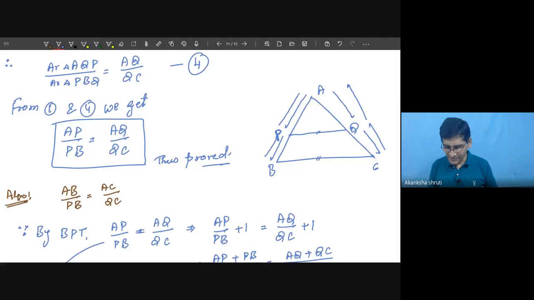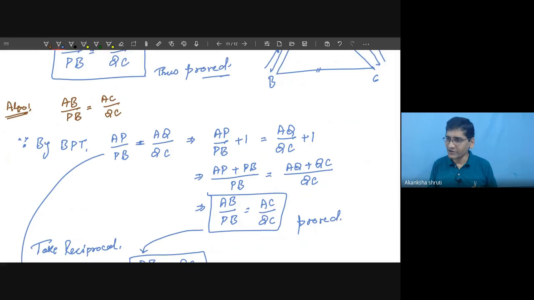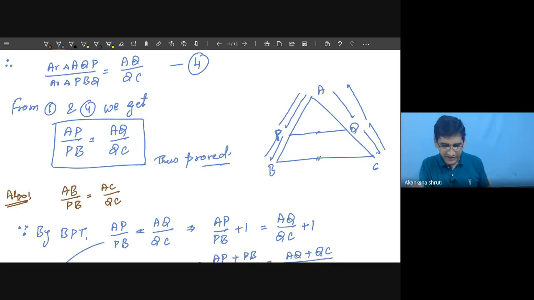So the concept is very simple, just adding, taking the reciprocal, or first take the reciprocal, then add, whatever required accordingly. Means our purpose is to get AB. If we have AP by PB, so whether in numerator is required or in denominator is required, accordingly we have to adjust. Means first we shall take the inverse, then add it, or first we shall add 1, means componendo, then we shall take the reciprocal. So this was all about the basic proportionality theorem.